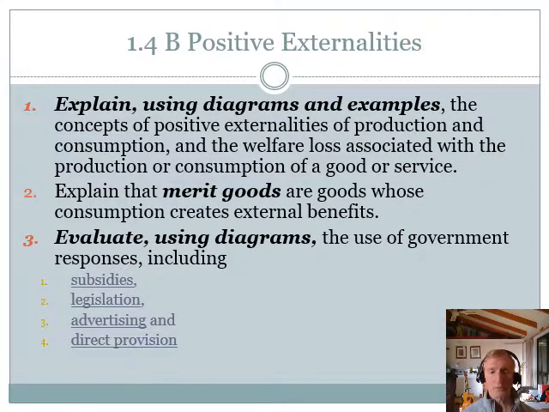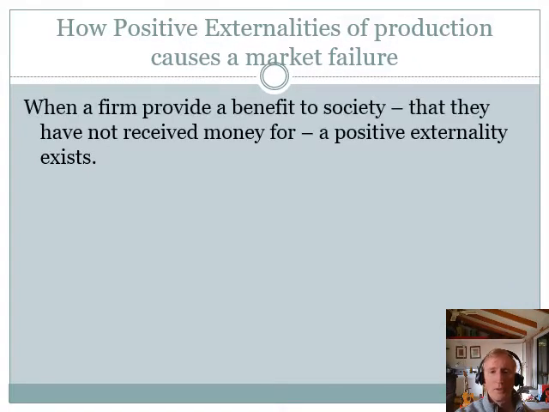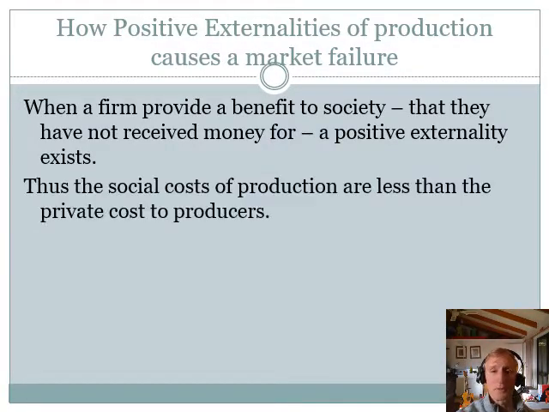There are four basic types of government remedies. So first of all, how does it occur? We have a benefit happening in society that is not involved in the private transaction between buyers and sellers. And therefore, the social cost of production in the case of a positive externality of production is less than what it costs private producers. There's a gain.